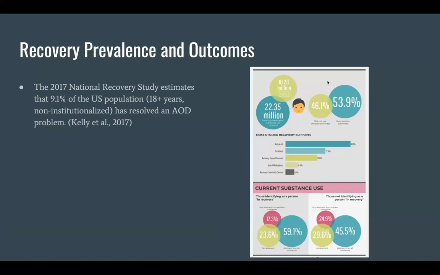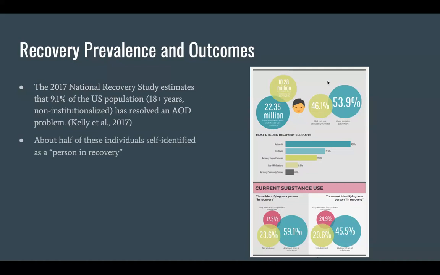It was more of a consulting firm that had been contracted and partnered with New York Oasis, and did a lot of random sampling via phone, but it certainly was not what we would consider a rigorous national or representative sample. But luckily, the Recovery Research Institute, led by Dr. John Kelly and his colleagues, completed the National Recovery Study in 2017, and it found similar numbers. It estimates that 9.1% of the U.S. population that's 18 years and over, non-institutionalized, has resolved an AOD problem, or alcohol and other drug problems. This does not include mental health, just for the sake of conversation if you're following along.